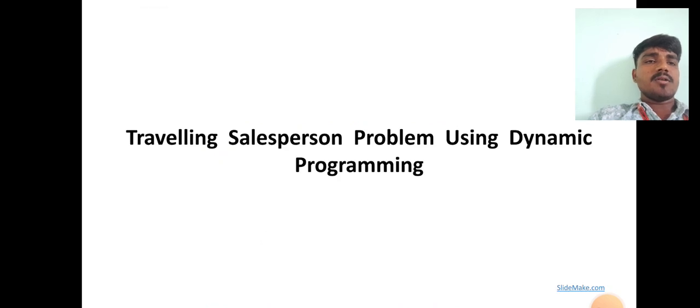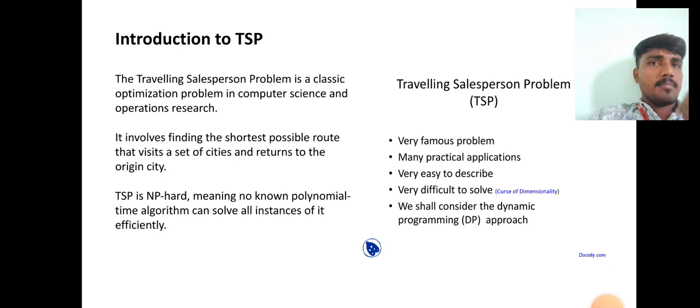Traveling salesperson using dynamic programming. Introduction to TSP. The traveling salesperson problem is a classic optimization problem in computer science and operations research. It involves finding the shortest possible route that visits a set of cities and returns to the origin city.